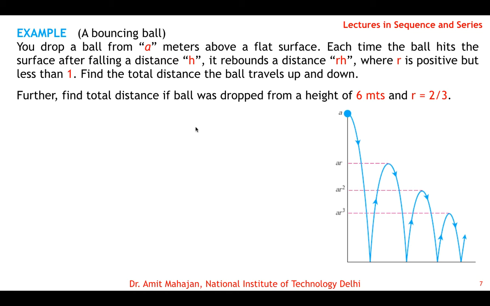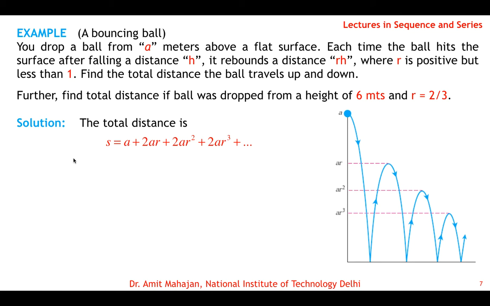Okay, so what you can see is we have to find the total distance the ball travels. The ball first travels a distance of a units, then it goes to ar units and comes back ar units, so it is 2 times ar units. Plus then it goes to ar square up and then ar square down, so 2 times ar square, and so on, 2 times ar cube plus 2 times ar to the 4 and so on. So the total distance that the ball will travel is a plus 2ar plus 2ar square plus 2ar cube plus so on.